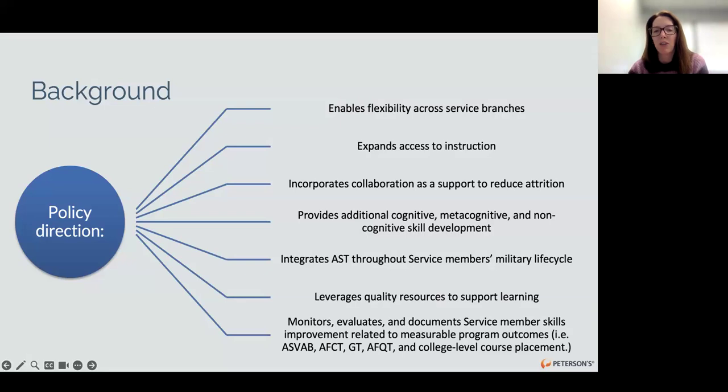And then also a way to evaluate progress. So the policy is to monitor and evaluate service member skills related to measurable program outcomes. So ASVAB, AFCT, GT, AFQT, and college level course placement. So, programs without measurement are less effective. And so we have implemented measures of success within the program to help us measure effectiveness for both the program and for service members.